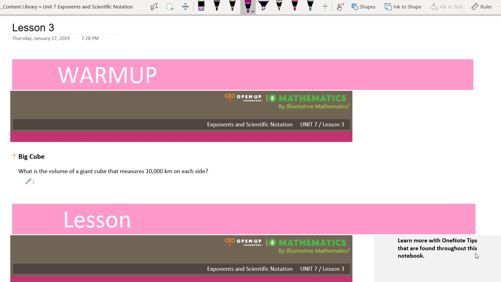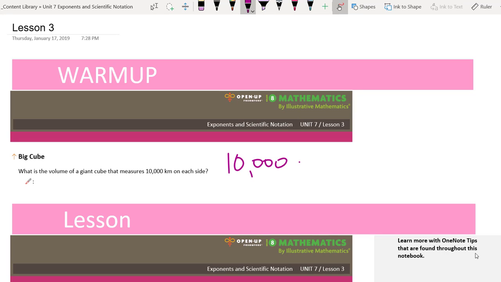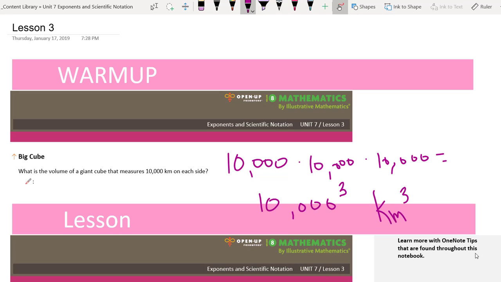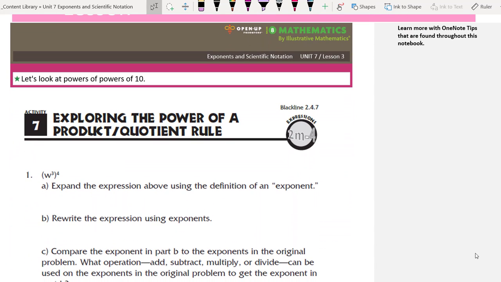So the volume of a cube would be length times width times height. For a cube, all of those measurements are the same. And we could write that using exponents: 10,000 to the third, kilometers cubed. So we're going to look at powers of 10.